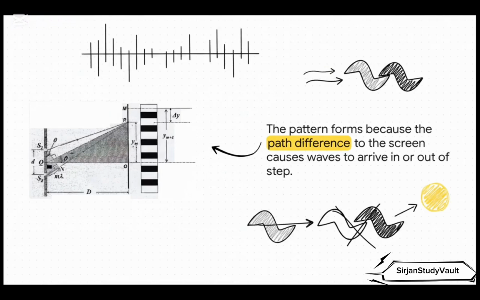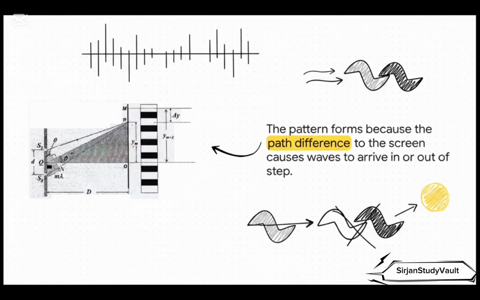For any spot on that back screen, the wave from one slit has to travel a slightly different distance than the wave from the other one. Now, if that difference in distance is a whole number of wavelengths, the waves arrive perfectly in step and create a bright spot. But if the difference is exactly a half wavelength, they arrive out of step and cancel each other out into darkness.